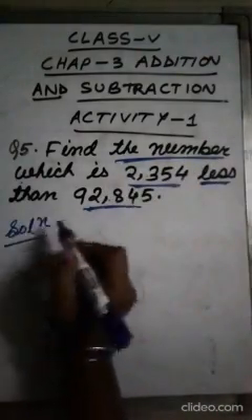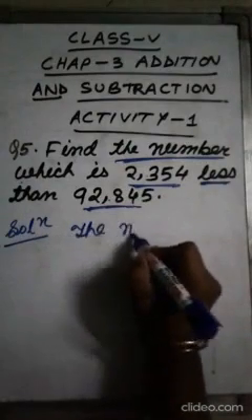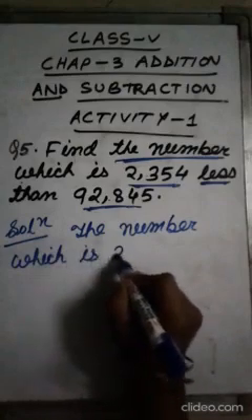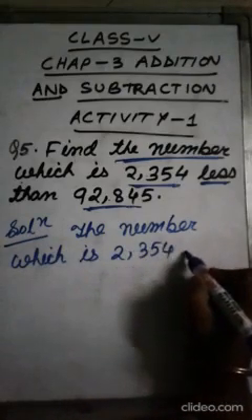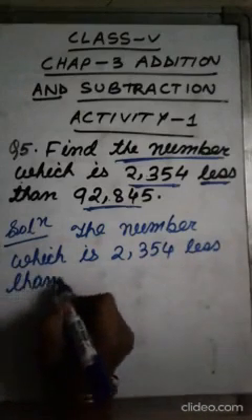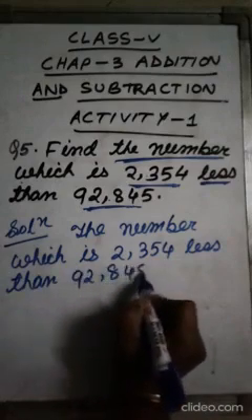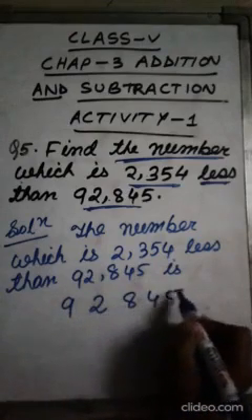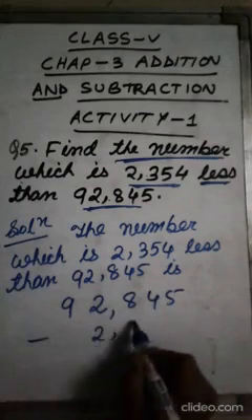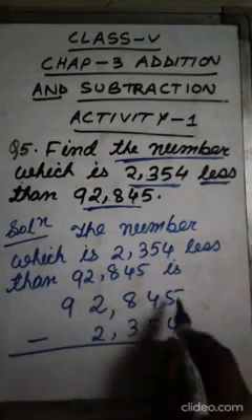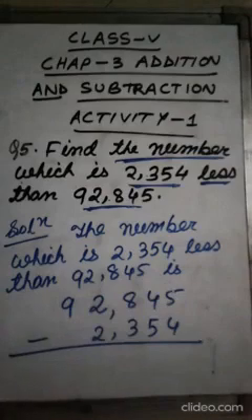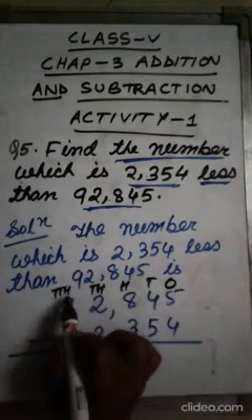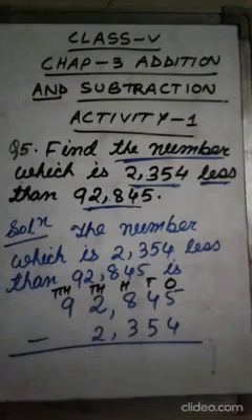Solution. The number which is 2354 less than 92,845 is 92,845 minus 2,354. You can draw the place value chart also, but as you have understood these things, you should practice without drawing the place value chart.